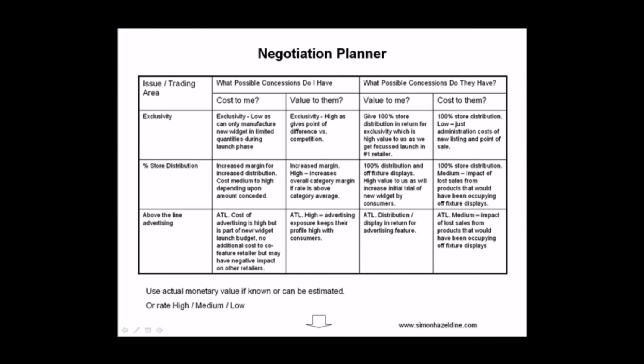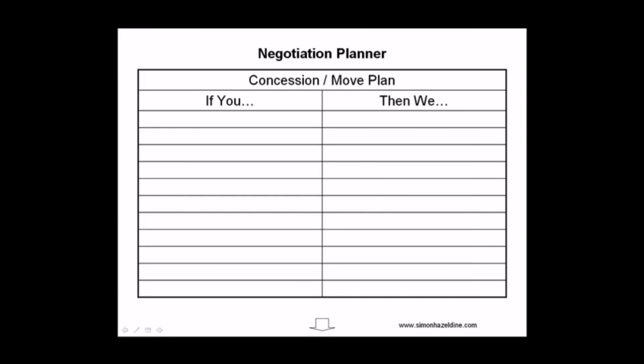So it's really good to think through the concessions you're likely to make and think about the cost to yourselves and the value to the other person. And then think about concessions you may ask them to make that will be, if at all possible, lower cost to them but higher value to you. Then we move on to thinking about what we're going to get specifically in return. This is the magic negotiation formula in action. If you do this, then we will do that. A real strong conditional proposal.